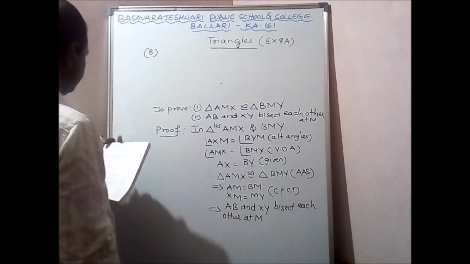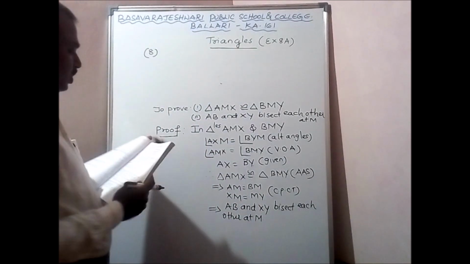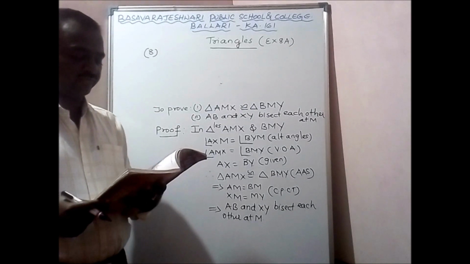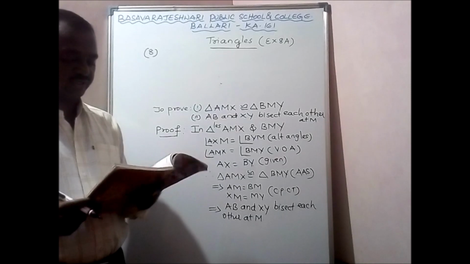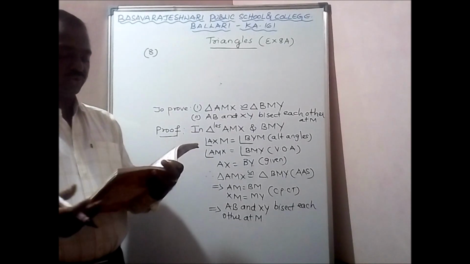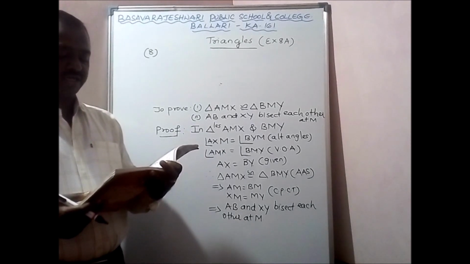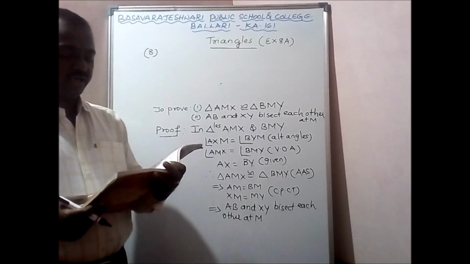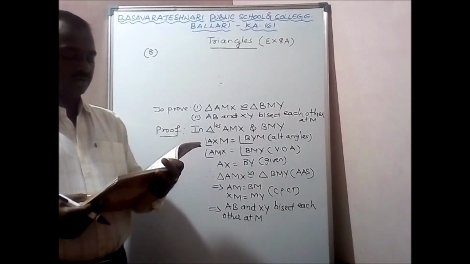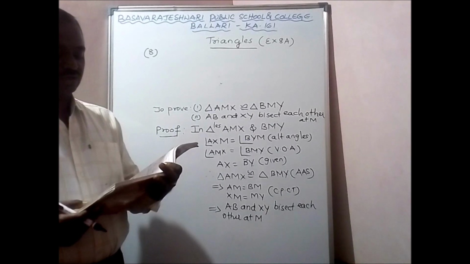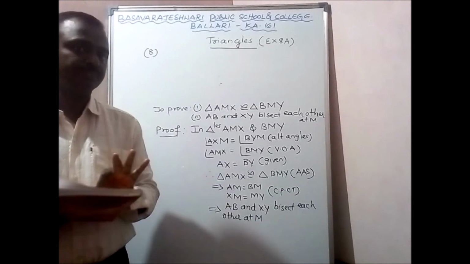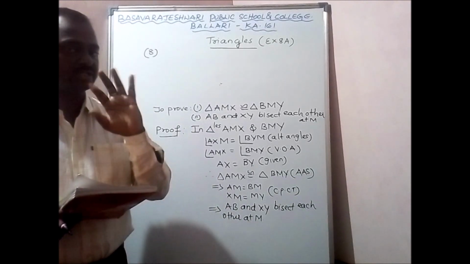Now 8.1. So here I want to give this as homework. In the given figure, the sides BA and CA of triangle ABC, if you observe the figure in your textbook, page number 97, have been produced to D and E such that BA and AD are equal, CA and AE are equal. Prove that ED is parallel to BC. You have to prove the parallelism.